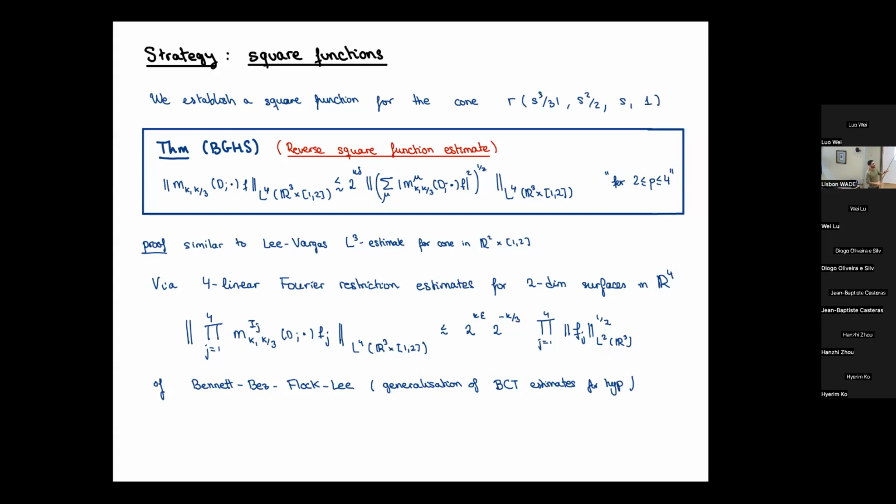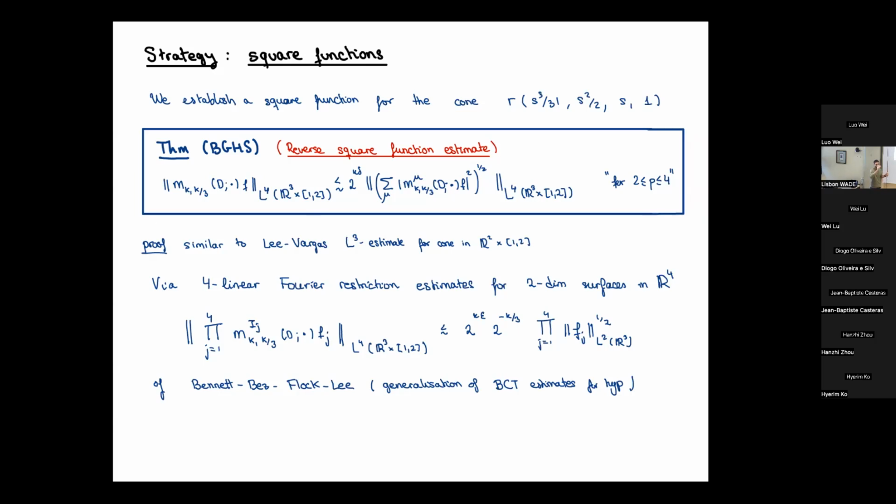So L2 is always trivial, and what one wants to do is to push the p as much as possible. In 2+1 dimensions, before the recent L4 estimate, it was possible to push it to 3. And the analog of pushing it to 3 is pushing it to 4. And that's what we do.